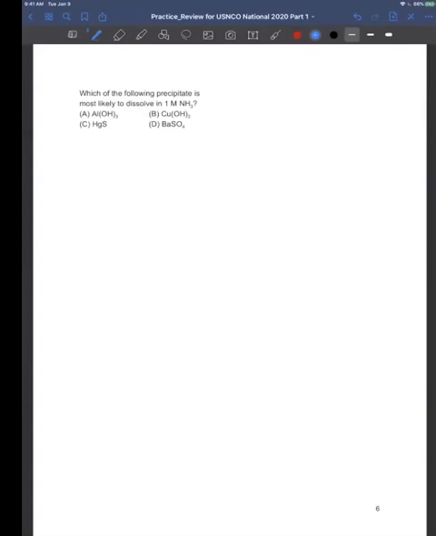So the correct answer is B, copper(II) hydroxide, because it can react with ammonia to make a deep blue complex, right? You can easily find the phenomenon on YouTube. Just search copper sulfate plus ammonia, and you will see a great video, very beautiful, deep blue. A lot of you chose A, but actually A is not soluble in ammonia. There is no complex like this.